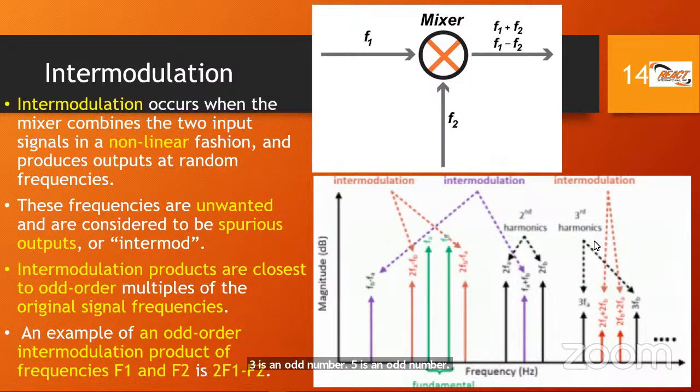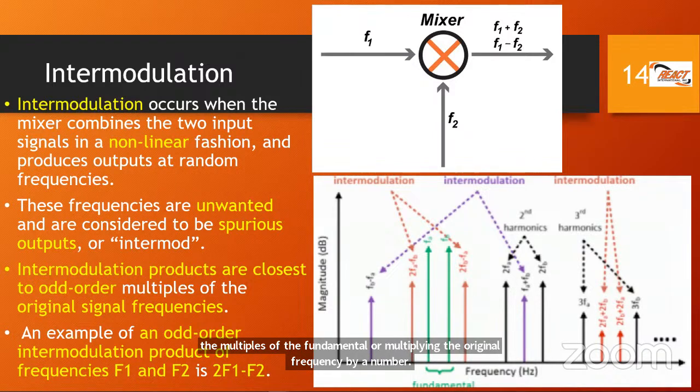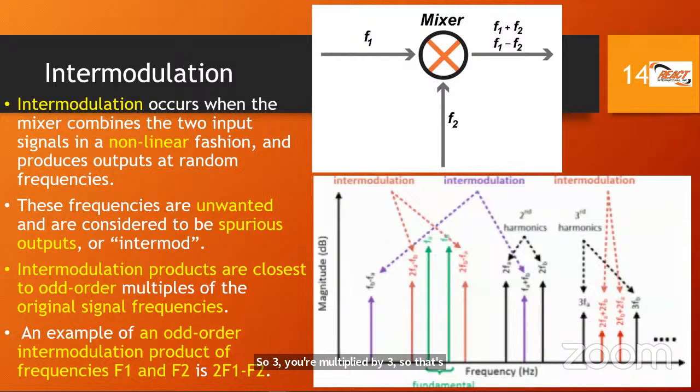The fifth harmonic is an odd order. So anytime you hear about odd order, you're talking about 3, 5, 7, and those sorts of numbers in terms of the multiples of the fundamental, or multiplying the original frequency by a number. So 3, you multiply by 3, so that's odd. You multiply by 5, that's odd, and so on.